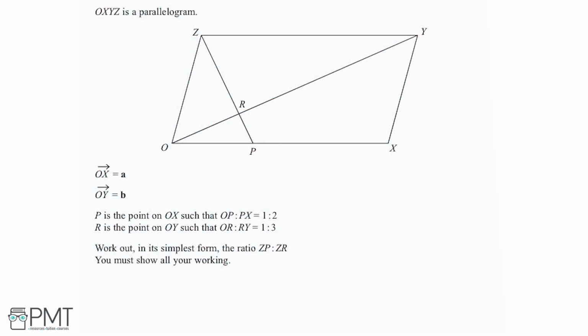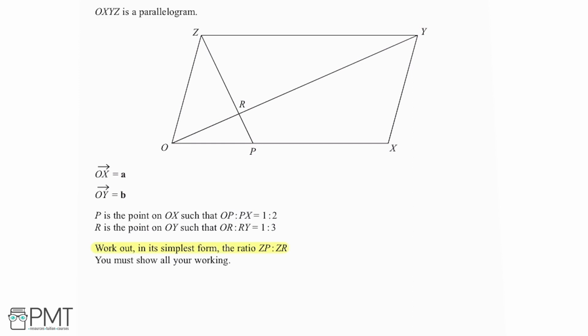OXYZ is a parallelogram. We see going from O to X is the vector A, going from O to Y is the vector B. P is the point on O to X, such that the ratio between O to P and P to X is 1 to 2. And in a similar way, R is the point on O to Y, such that the ratio between O to R and R to Y is 1 to 3. So our goal is to work out in its simplest form the ratio ZP to ZR.